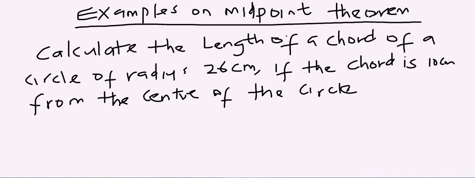So look at the parameters given to us. We are given the radius of this circle as 26 cm. If the chord is 10 cm from the center of the circle, that's a distance. Let's use DM as the distance of a line drawn from the center of the circle to bisect the chord. So DM is equal to 10 cm.